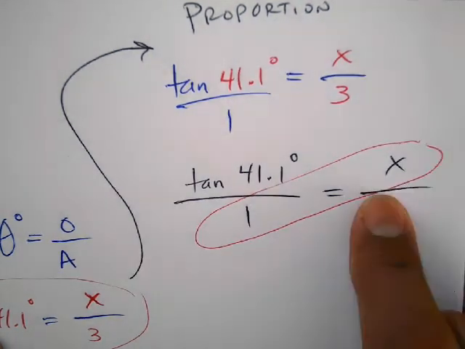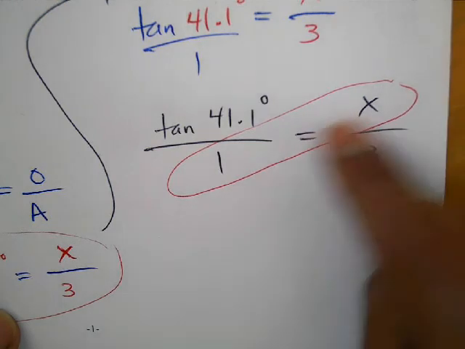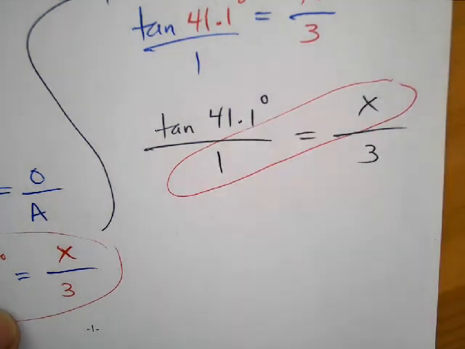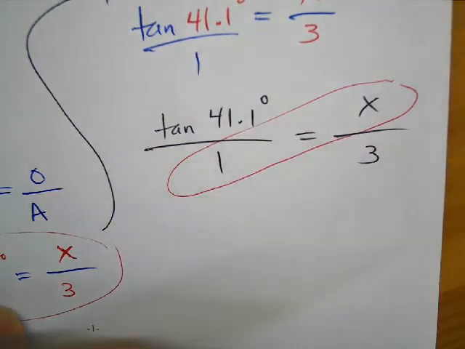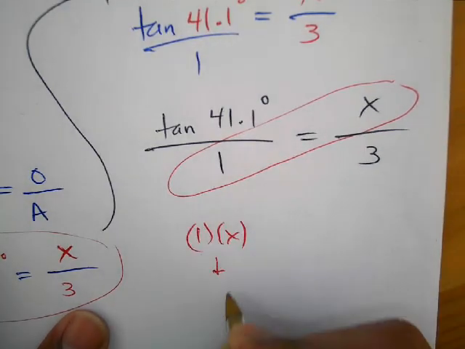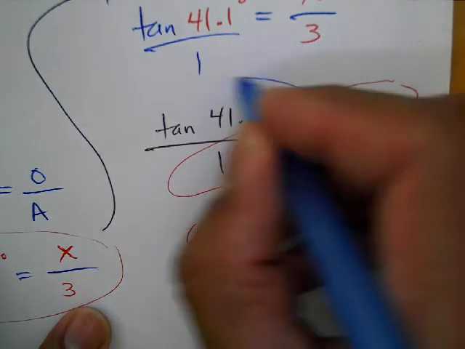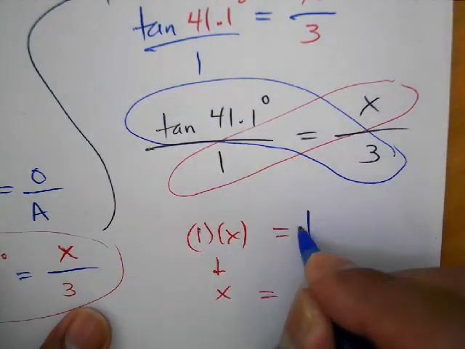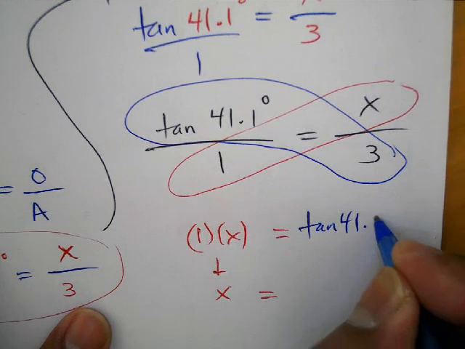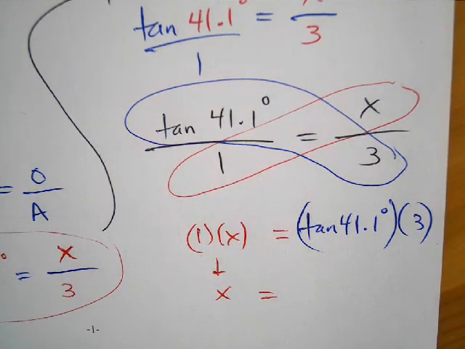We cross multiply, right? And I start with the diagonal parts that have the variable, wherever the variable is. Well, today's assignment is going to be kind of like this. This X will be alone, but it won't be this easy for the next assignment. But for today, you should be fine. 1 times X is just X. Equals. And then now multiply the other two parts. Tangent of 41.1 times 3.